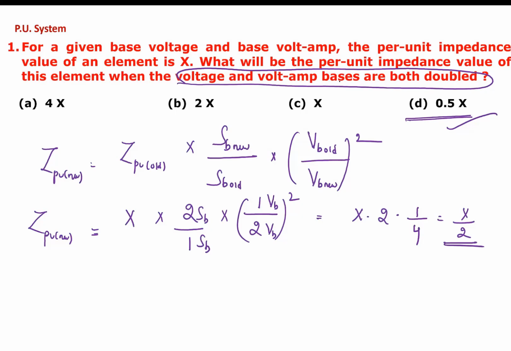Okay. So you simply remember the three formulae, then your per unit system questions are very easy. When you know the actual impedance, you have to use one formula. When you already know the per unit impedance and you have to calculate the new per unit value, you have to use this formula. Okay.